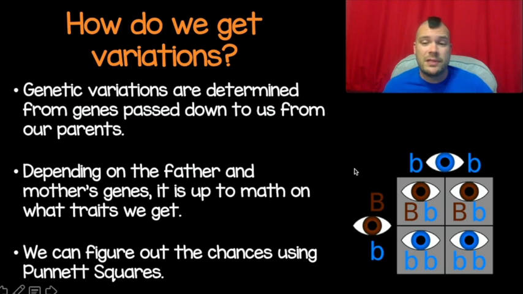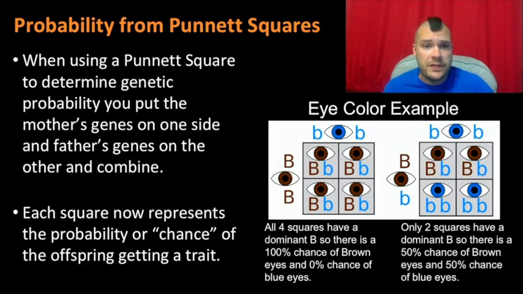Now this is the simplest of the simple, and you may have done this before, but if not, let's look at an example. So when using a Punnett square, you put the mother's genes on one side, the father's on the other side, and you simply cross them to combine. Each square now represents the probability or chance of the offspring getting a trait, kind of like rolling dice.